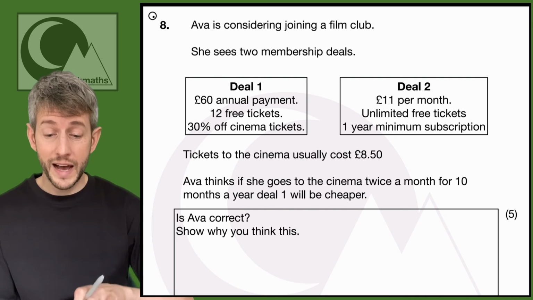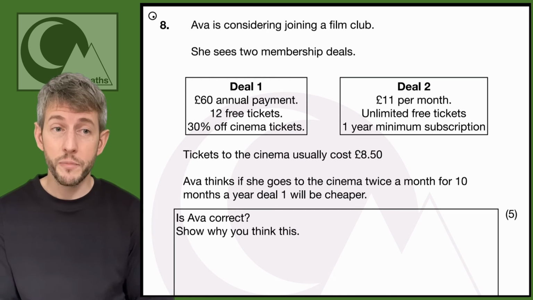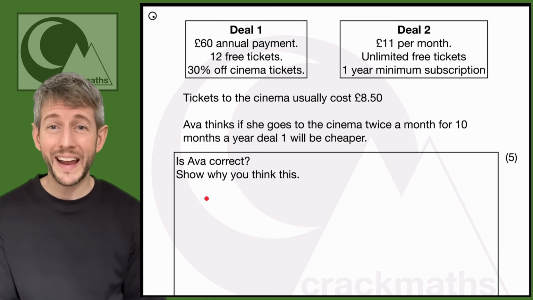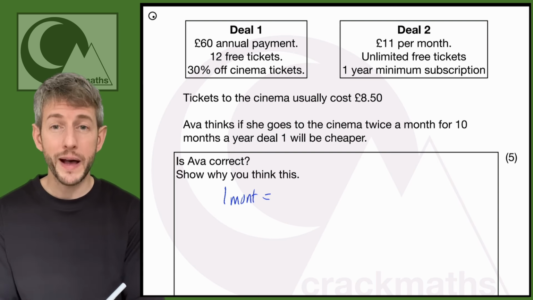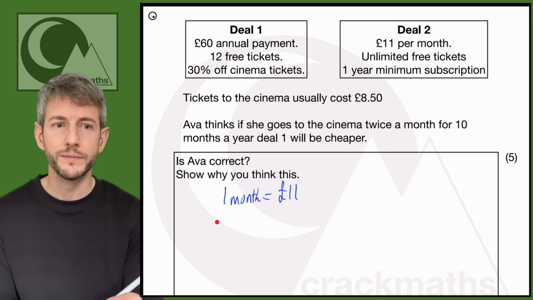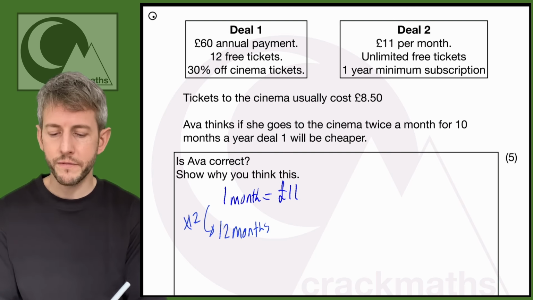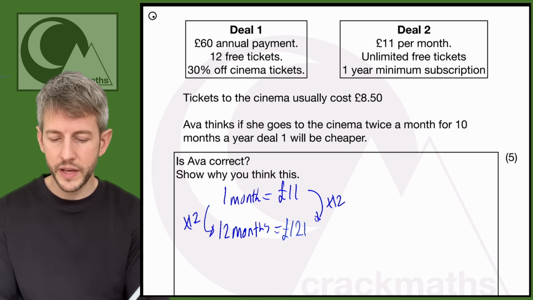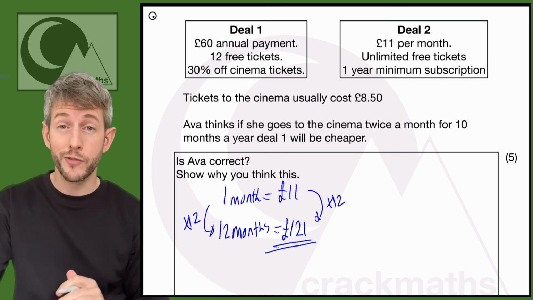Okay, so what we're going to have to do here is simply work out how much money Ava will spend with both of the deals. So to me, it looks a lot easier to calculate how much deal 2 is going to cost. So I'm just going to work out the cost of deal 2 first. So deal 2 is £11 per month, and that's for 1 year. So 1 month equals £11. So then we want 12 months, so I'm timesing that by 12. So 11 times 12, and that's going to be £121. So I know off the bat that deal 2 is going to cost £121.